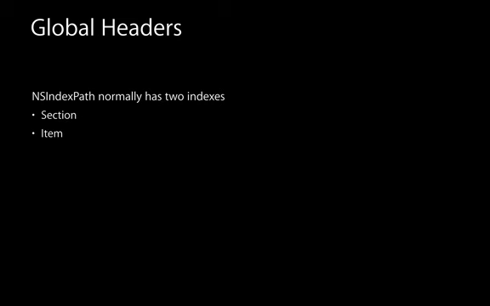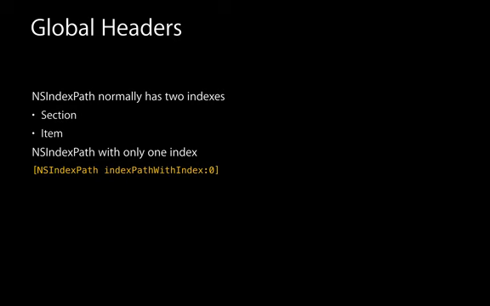We're all familiar with NSIndexPath, normally having 2 indices, one for section, one for item. Well, it seems that you can also create an NSIndexPath with 1 index. And when you do that, you're creating a global supplementary view index path or a global decoration view index path. It makes no sense to create these for items, so don't try. But this is how we separated our global headers from everything else.